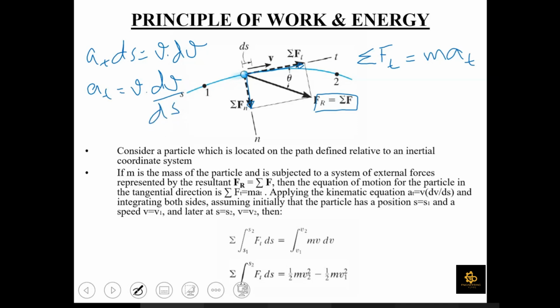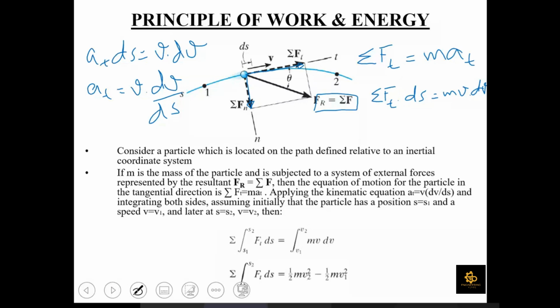ठीक है, हमें काइनेमेटिक्स से पता है कि at ds जो है वो v dv के बराबर होता है, so at would be equal to v dv over ds. So putting the value of at here as v dv over ds and then taking ds towards the left hand side, this equation would become summation Ft ds equal to mv dv. Isn't it? ऐसे ही बनेगा ये इक्वेशन. क्लियर है सबको?